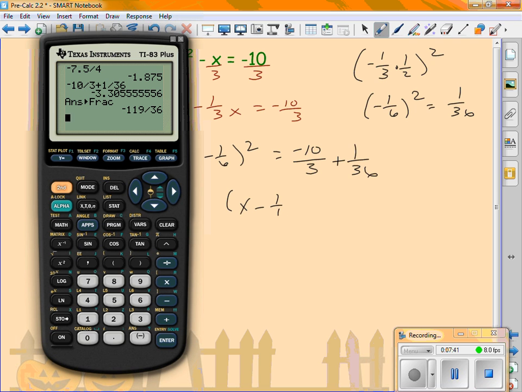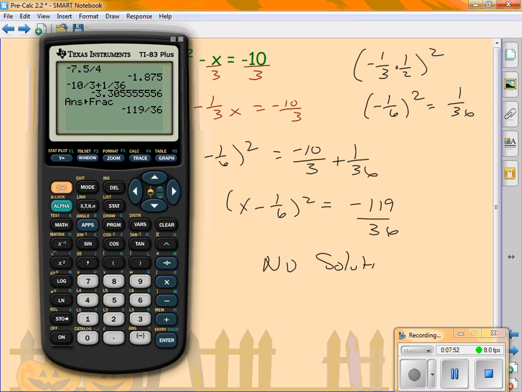I have (x − 1/6)² = −119/36. Ding, ding, ding. Red light goes off. Why? I have to take the square root, and you can't take the square root of a negative number. What does no solution mean, though?